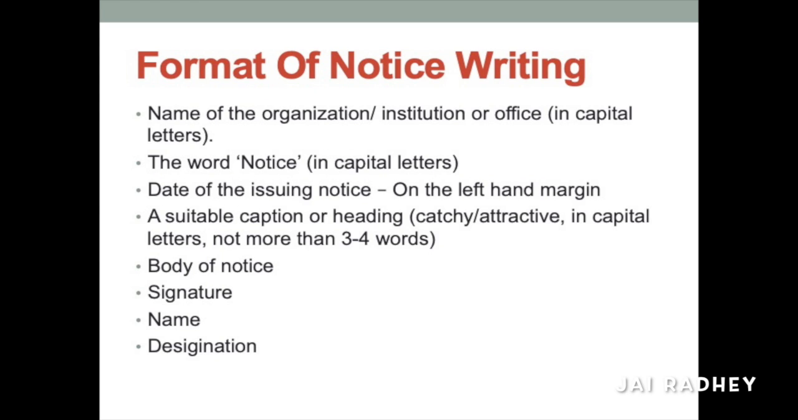Format of notice writing. Whenever we discuss any writing skill, the most important thing is the format of that writing skill. So now let us discuss the format of notice writing. First of all, we write the name of the organization, institution or office, and it is written in block letters. Then in the next line we write the word notice, that also in block letters. In the third line on the left hand margin we write the date of issuing the notice. Then next to the date we write a suitable caption or heading.